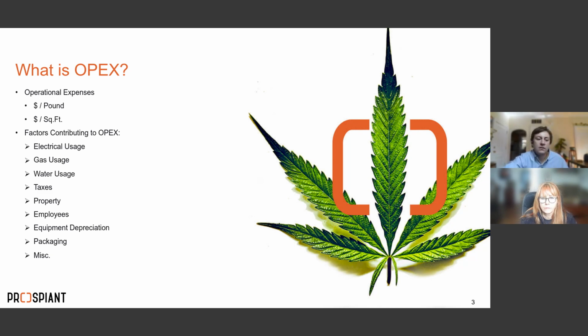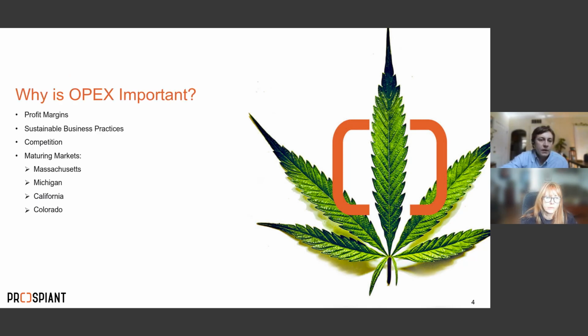That's all factored into the OpEx side of things. Or even just a pre-roll, how much does it cost you to grind and then stack it into a pre-roll and then put it into the correct packaging. So all of those little minute things can be included in the OpEx, but the main ones we're really going to focus on today are the electrical, gas, and just the different systems that would go into basically raising or lowering your CapEx or your OpEx.